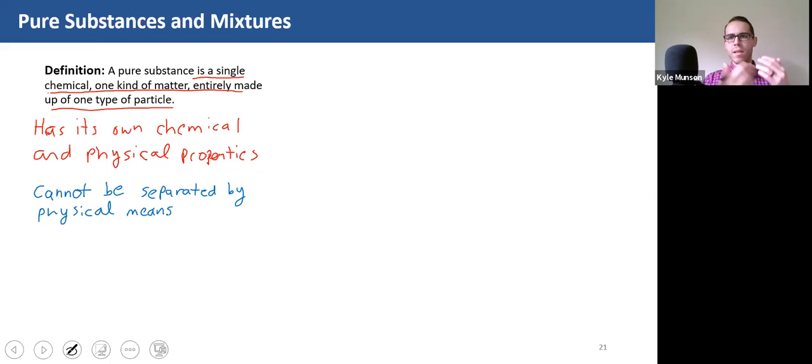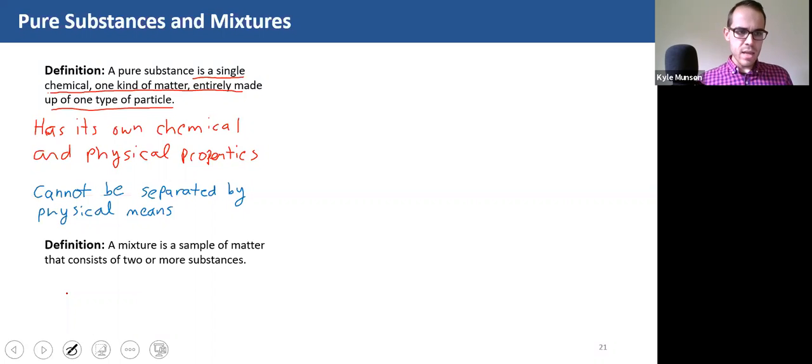Okay, so let's read from the top. A pure substance is a single chemical, or one type of matter entirely made of one type of particle, that has its own chemical and physical properties and that cannot be separated by physical means alone. So in contrast, a mixture is a sample of matter that consists of two or more substances. So that's the difference here. Again, the water that we saw in our example and the salt water.